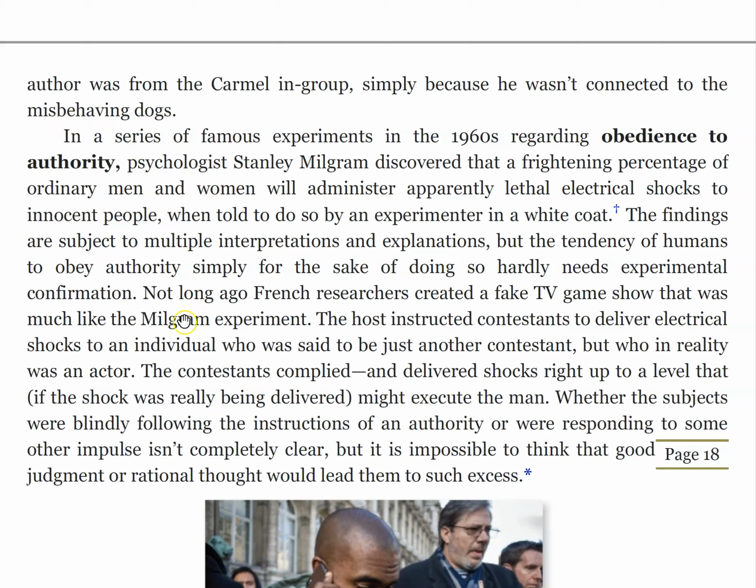Just another quick note before we conclude this. I mentioned earlier that this research had been studied around the world multiple times.